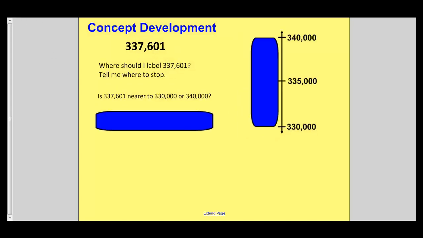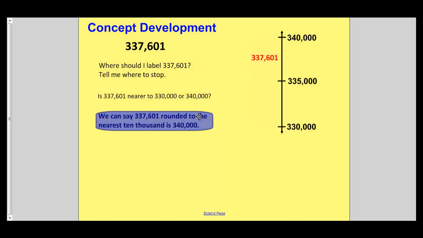Alright, so now we're ready to round this number. So we've got our vertical number line all labeled, and we just have to figure out where 337,601 would go on this vertical number line. Well, it's greater than 335,000, but it's less than 340,000. So it's going to go in the top part of a vertical number line. So when I get ready to round it to the nearest 10,000, I can say 337,601 rounded to the nearest 10,000 is 340,000.